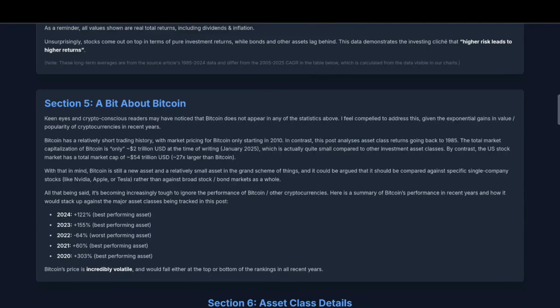2022, negative 64%, worst performing asset. 2021, 60%, best performing asset. And 2020, 303%, best performing asset. So Bitcoin's price is increasingly and incredibly volatile and would fall either at the top or the bottom of the rankings in any of the recent years that it was around.